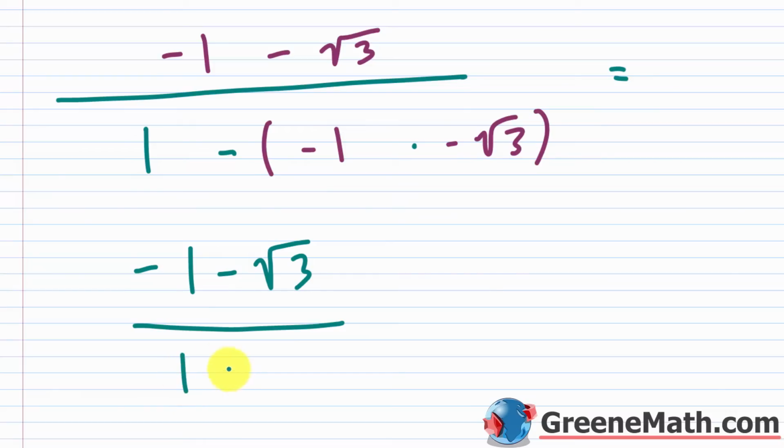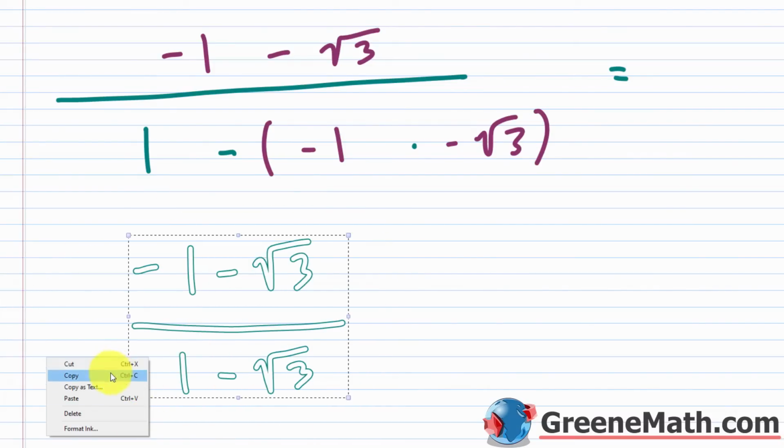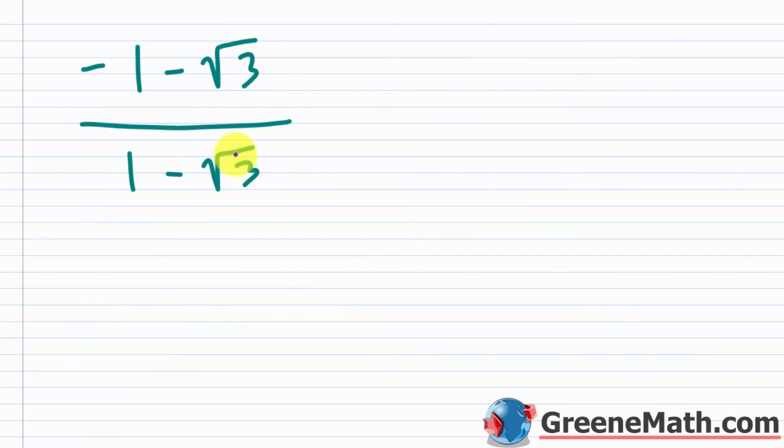So this is 1 minus the square root of 3. This is where a lot of people get stuck. Let me actually grab this. All right, so I'm just coming to a new page so we can have a lot of room to work. You don't want a radical in the denominator. So what you would do in this situation, because it's two terms, you would multiply by 1 plus the square root of 3 over 1 plus the square root of 3.